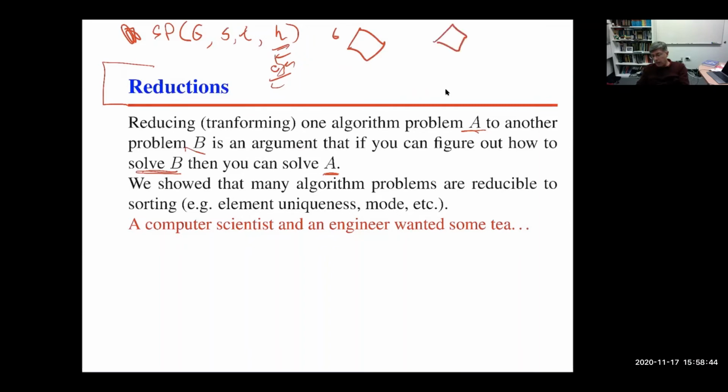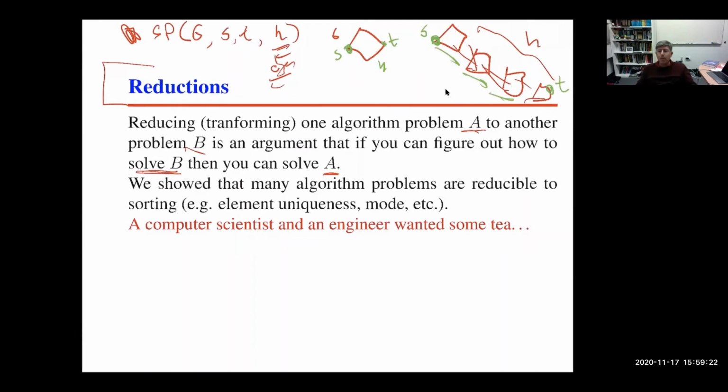I created something which had K copies of that graph G, cleverly wired together such that the shortest path from S to T using K edges was exactly the shortest path from that S to that T. And because every edge brought us down one level, that path had to use K edges.